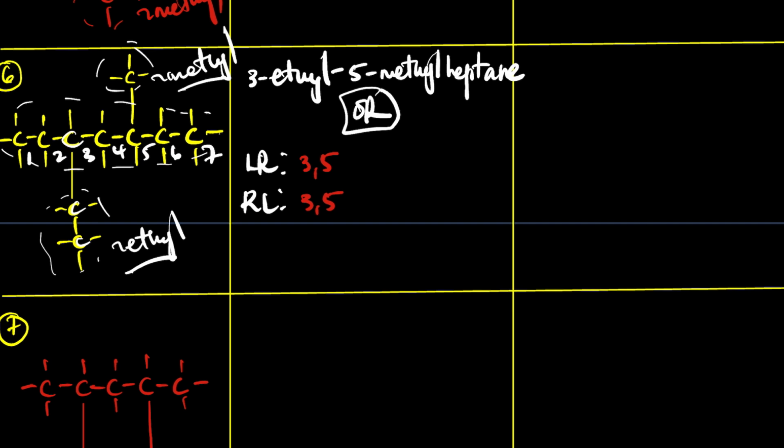But now, what takes preference? It's ethyl, because in alphabetical order, E comes before M. So the side that takes preference, it's what? It's left to right. It's alphabetical order, right? E before what? M. E for ethyl.